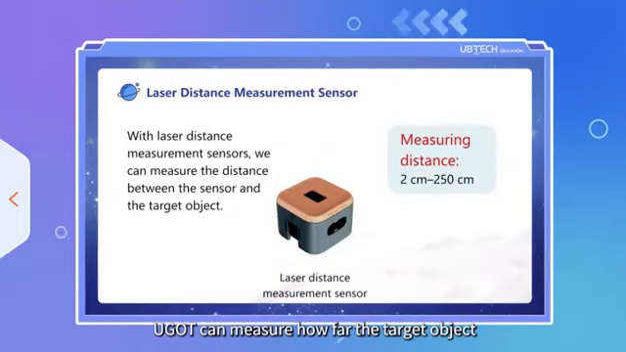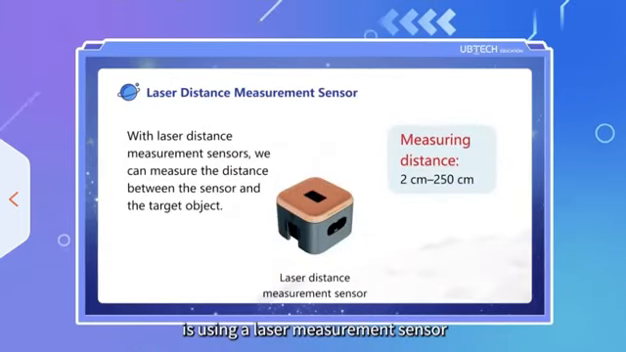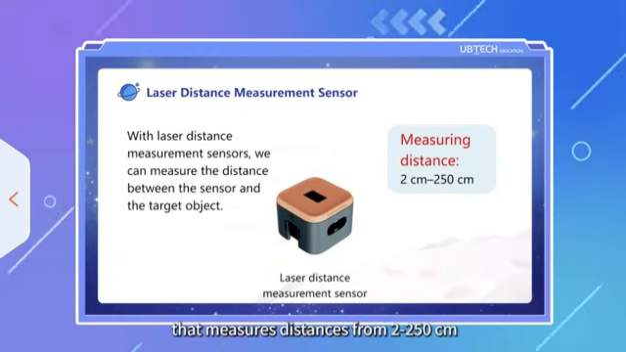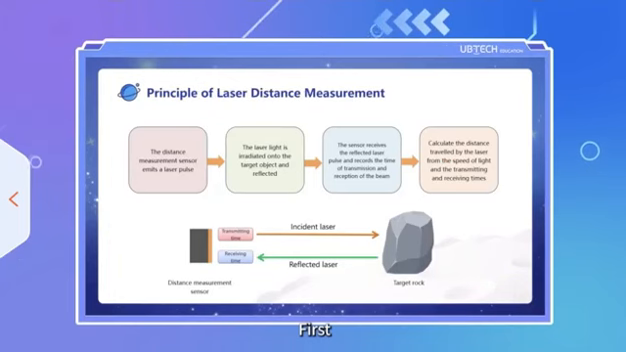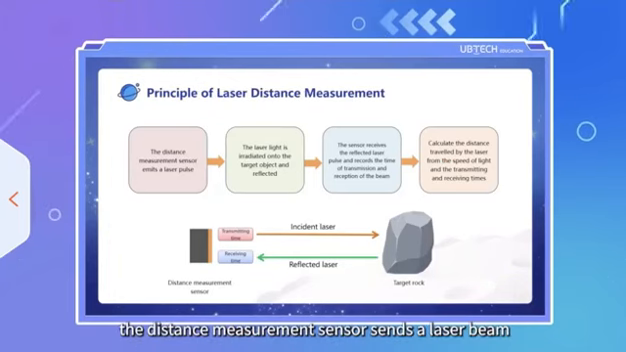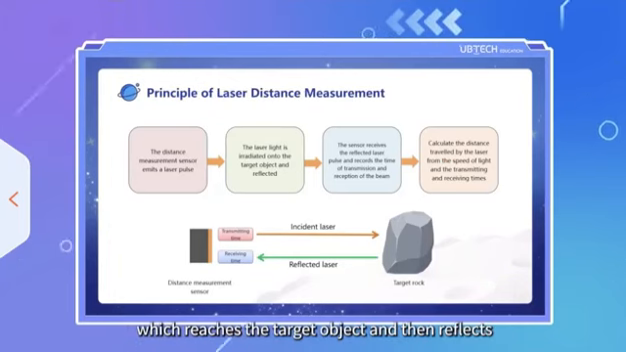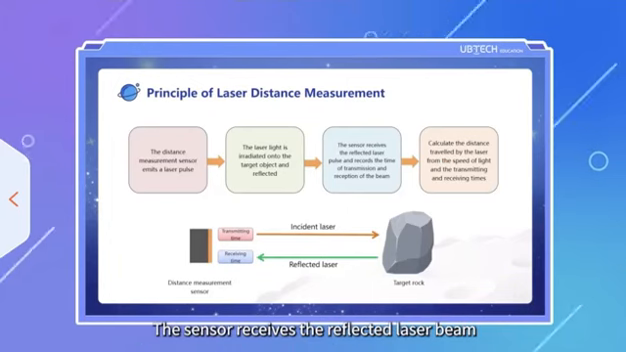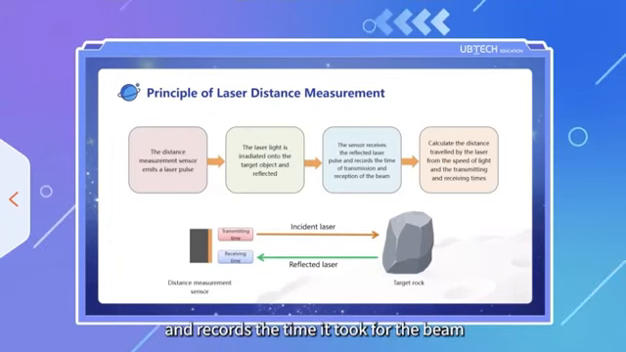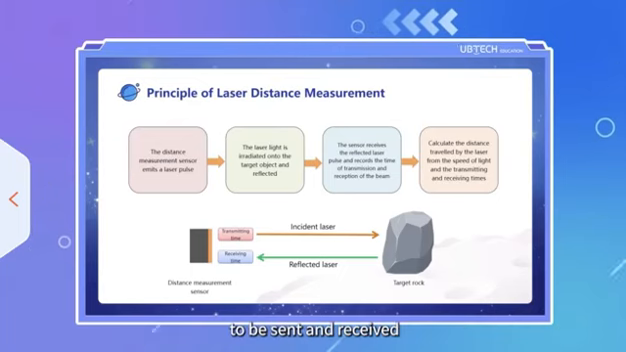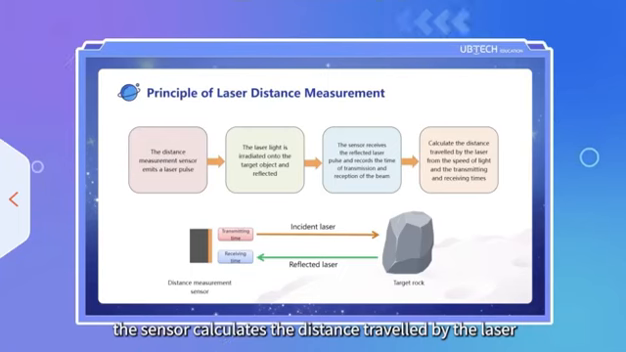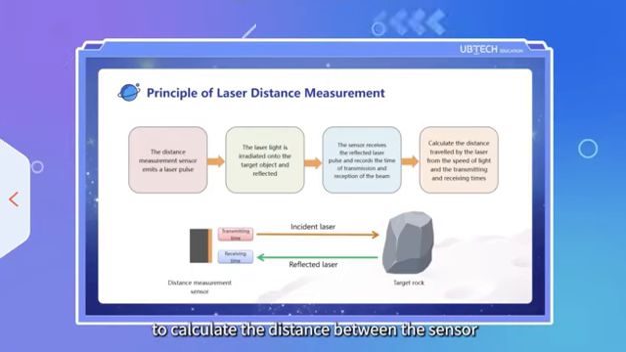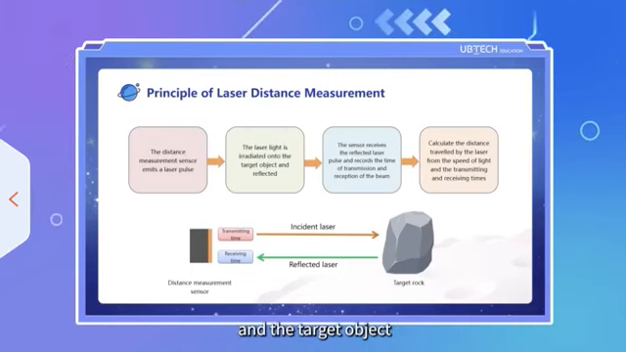uGot can measure how far the target object is using a laser measurement sensor that measures distances from 2 to 250 centimeters. First, the distance measurement sensor sends a laser beam which reaches the target object and then reflects. The sensor receives the reflected laser beam and records the time it took for the beam to be sent and received. Finally, the sensor calculates the distance traveled by the laser to calculate the distance between the sensor and the target object.